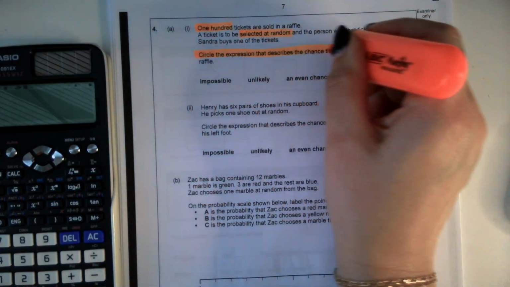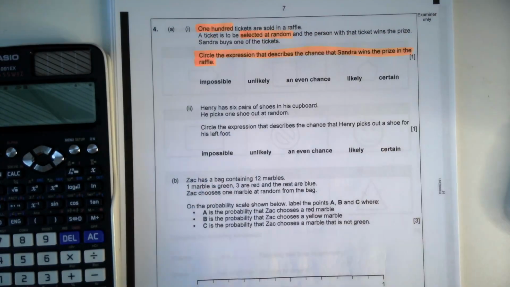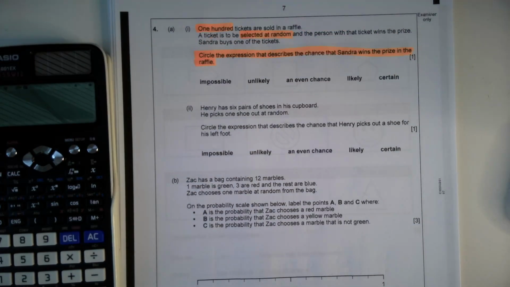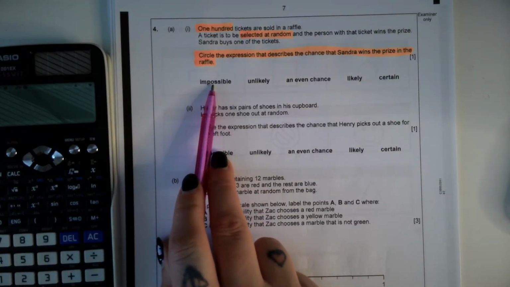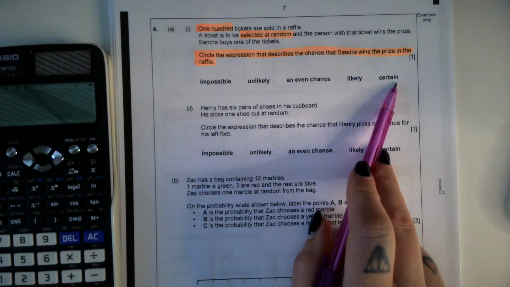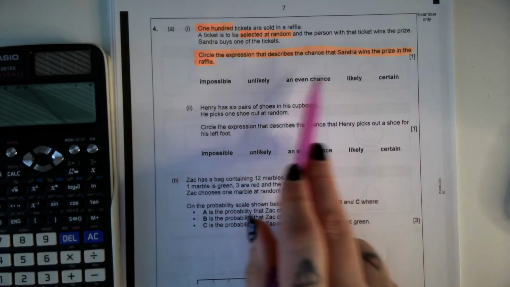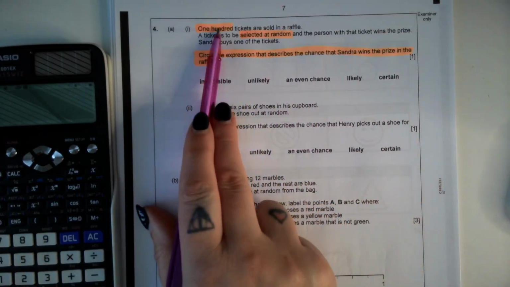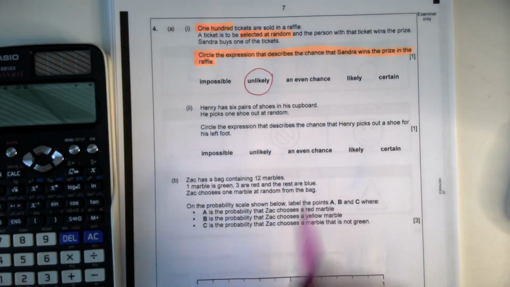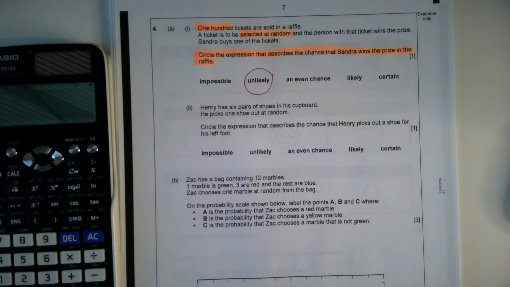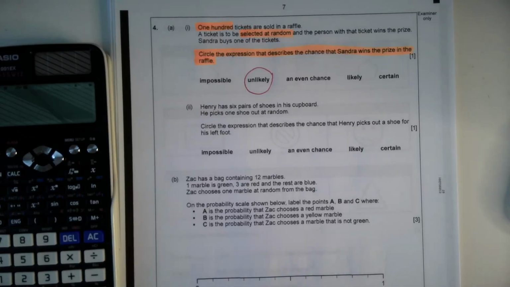So we're wanting to express the probability that Sandra will win using words. So Sandra buys 1 ticket out of the 100 tickets that are sold. So it's not impossible because she has a ticket and you have to have a ticket to win. It's not certain because she doesn't own all 100 tickets that have been purchased. It's not an even chance because it would be halfway, so she'd have 50 tickets. So it's unlikely because she has less than half of the tickets. So it's unlikely that she will win.